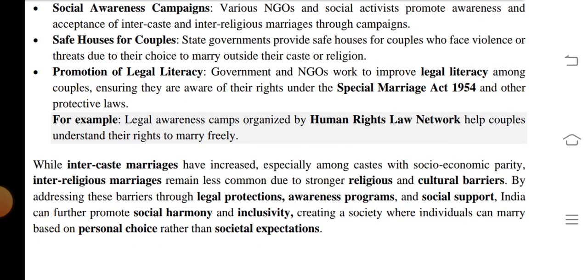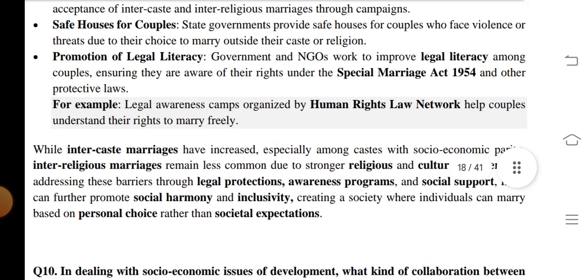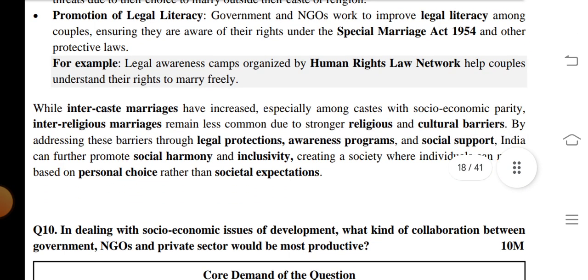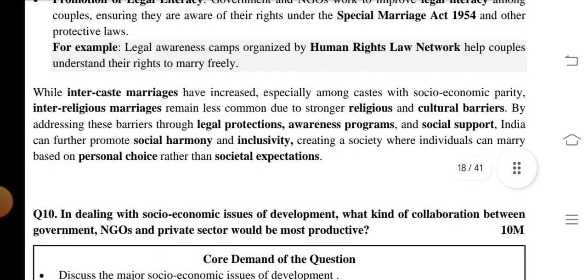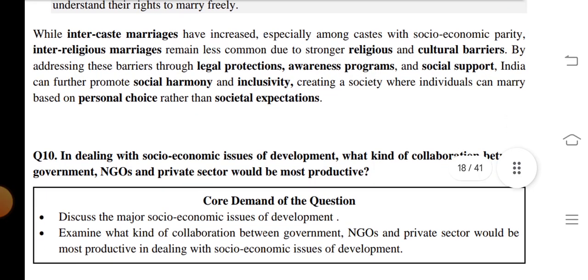Social awareness campaigns: various NGOs and social activists promote awareness and acceptance of intercaste and interreligious marriages through campaigns. Safe houses for couples: state governments provide safe houses for couples who face violence or threats due to their choice to marry outside their caste or religion. Promotion of legal literacy: government and NGOs work to improve legal literacy among couples, ensuring they are aware of their rights under the Special Marriage Act 1954 and other protective laws. For example, legal awareness camps organized by the Human Rights Law Network help couples understand their rights to marry freely.